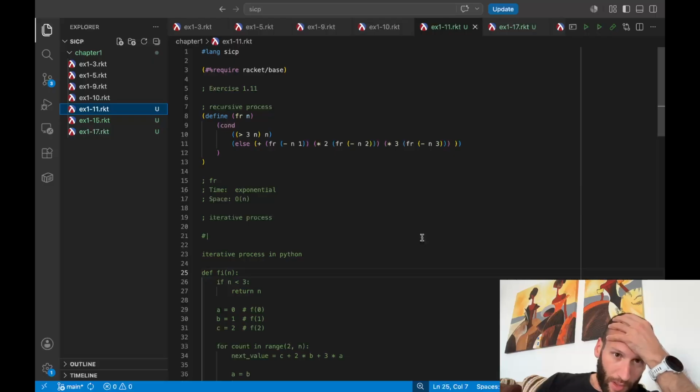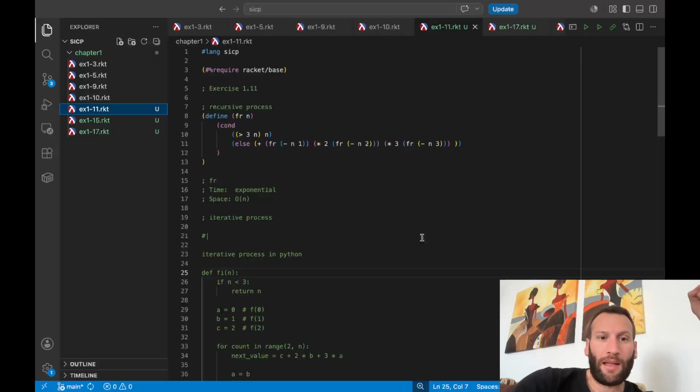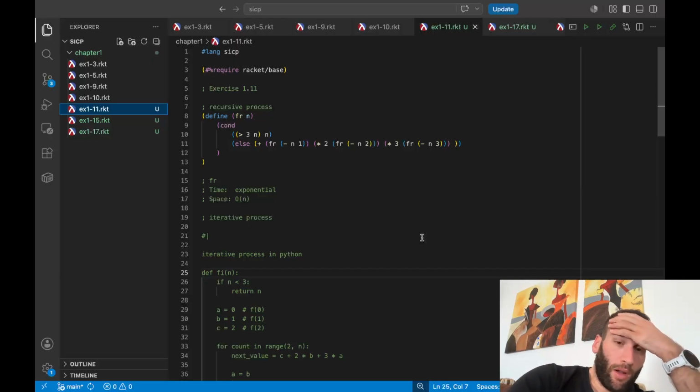So, writing the procedure for the recursive process is very simple because you just need to define this function that takes an argument n, and then you have a conditional procedure. As you can see, if n is less than 3, the procedure returns n, otherwise the procedure calls itself in a recursive fashion.